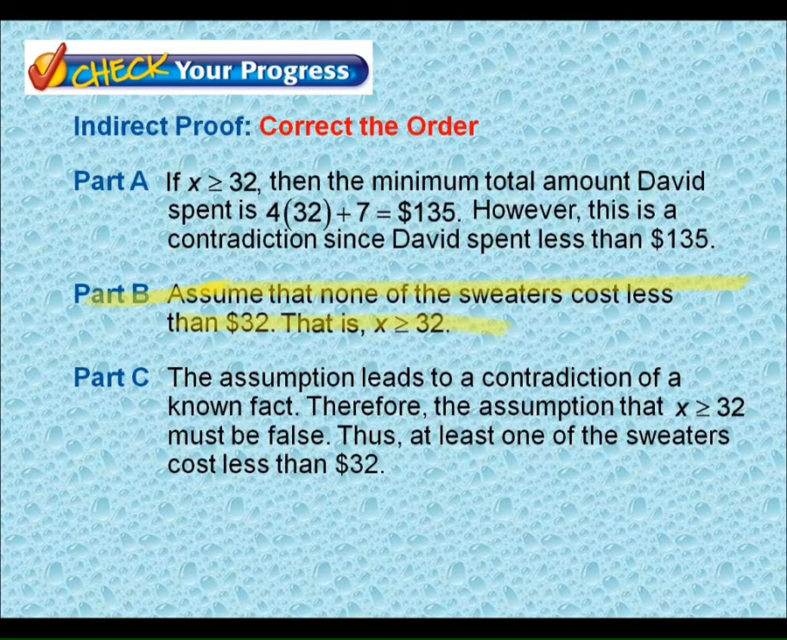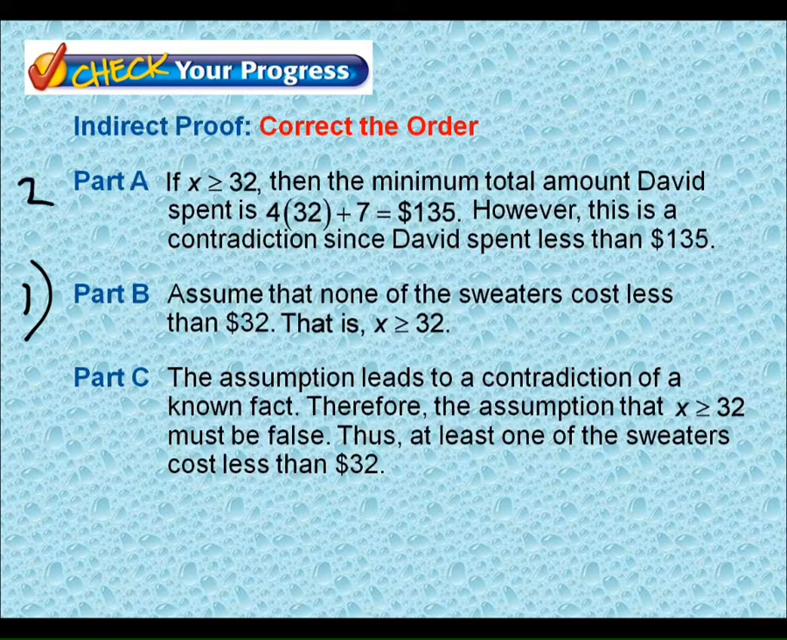I agree. Part B should be first because we always start by assuming what we're trying to prove to be false. So instead of assuming that it's less than, we're going to assume that it's greater than or equal to. Now notice we put the or equal to in there. That's because what we're trying to prove was just less than. Therefore, we're going to negate that and say it's greater than or equal to. Which part would be next in this indirect proof?